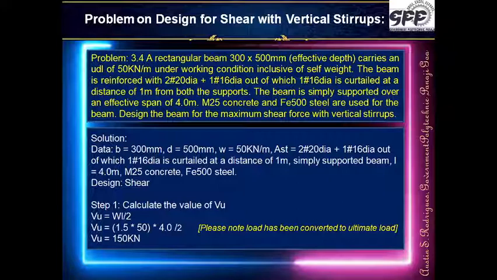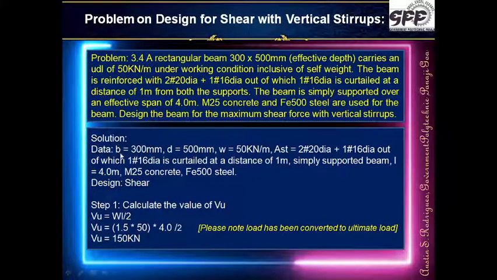So maximum shear force, as we understand, occurs at the support. So we have been told to design the beam for shear at the support for the maximum shear force, and at the support you have to remember that there are 2 bars going into the support, though at the mid span there are 3 bars, that is 2 bars of 20 and 1 bar of 16 mm diameter. So let us go ahead with the solution.